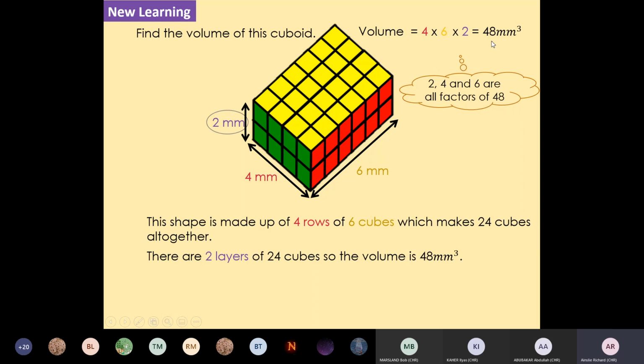But you'll notice that when our answer is 48, the 2, 4, and 6 are all factors of our answer. So whatever your volume is, all three of your dimensions are always going to be factors of the volume of your shape.